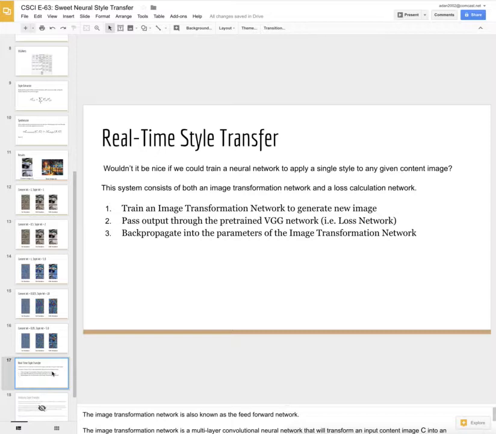I haven't had a lot of experience with it, but some of you may have. There's a mobile app I believe called Prisma that's pretty much doing exactly this, where you can take any personal photo that you have and generate a new one that's been infused with the style of another image. Essentially it's just doing real-time style transfer. So now you have a better idea of what's going on here.